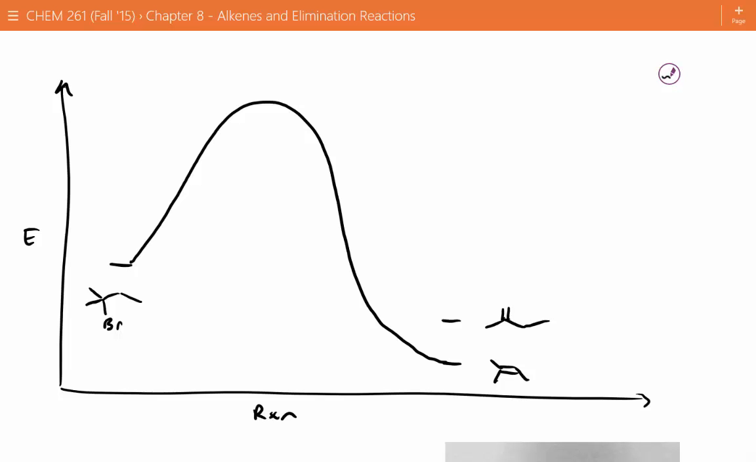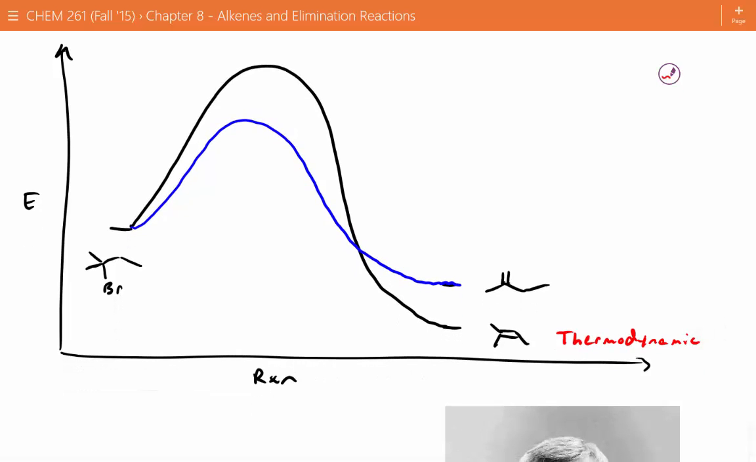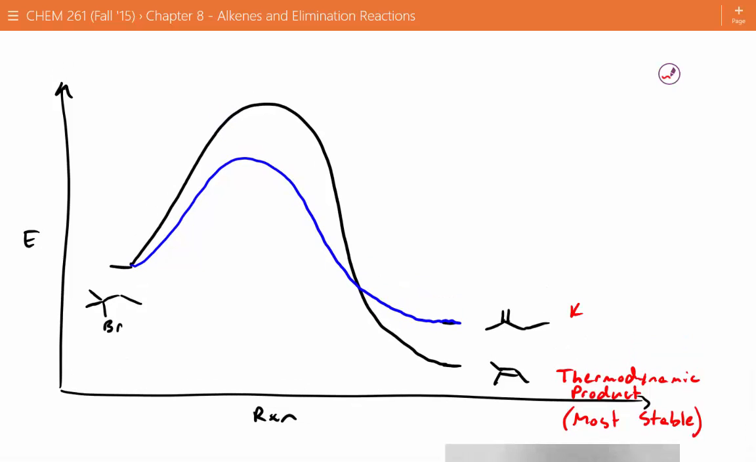But we said we were pulling protons off of a more accessible proton, or a more accessible carbon. So I'm going to draw this in right there. If we look at the more substituted alkene, down on the bottom, is that going to be a thermodynamic product or a kinetic product, or how would we describe it? Thermodynamic. So again, this would be our thermodynamic product, which is code for most stable product. And then if we look at this one, this is going to be our kinetic product. It's the product that has the lowest activation energy.